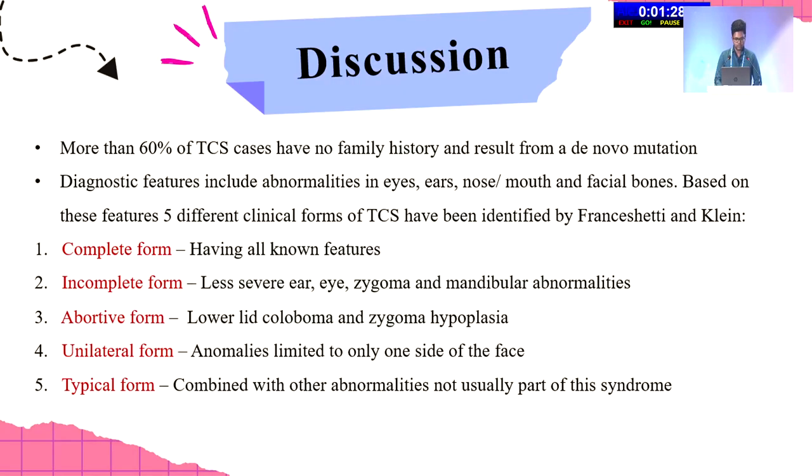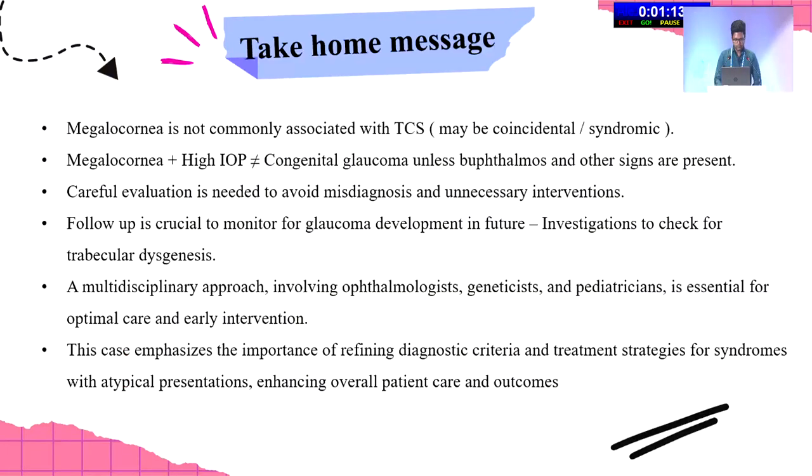Coming to the discussion, more than 60% of Treacher-Collins syndrome cases are sporadic, and according to the Franceschetti and Klein classification, it is further subdivided into 5 types, that is complete, incomplete, abortive, unilateral, and atypical. I will categorize my patient under the typical form. So the take-home message: megalocornea is not commonly associated with Treacher-Collins syndrome. To the best of my knowledge, only one case has been reported so far.